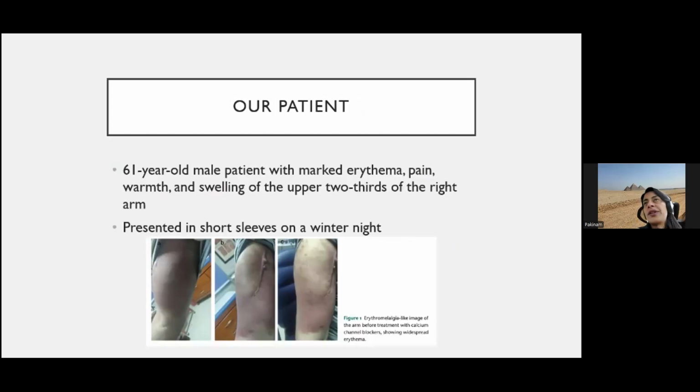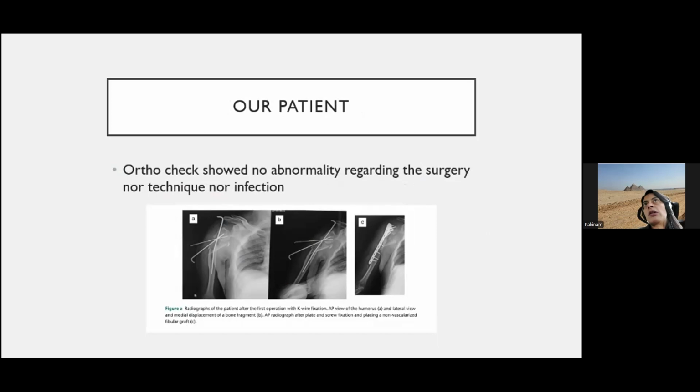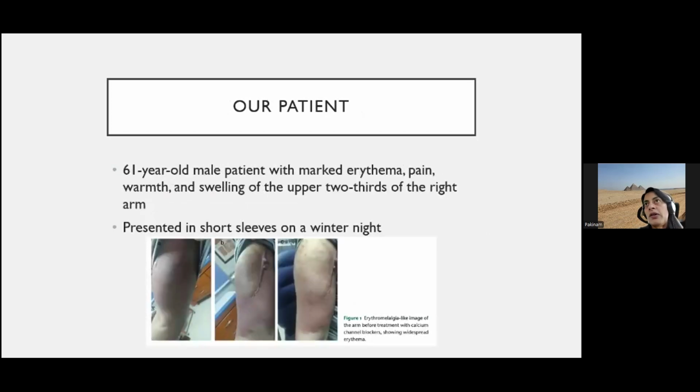So, what did we do with our patient? He was a 61-year-old male patient with marked erythema, pain, warmth, swelling of the upper 2/3 of the right arm, presented in short sleeves on a winter night. So imagine a patient coming on a cold winter night with short sleeves. And this was the clinical picture of the patient. You see the swelling, the redness, and you see he folded his sleeve up. It's a short sleeve. Next, please.